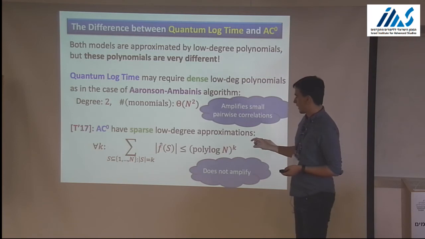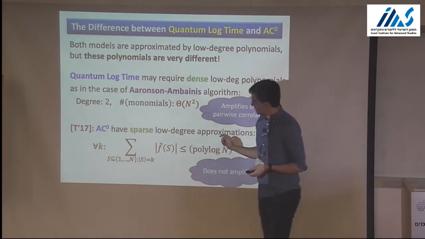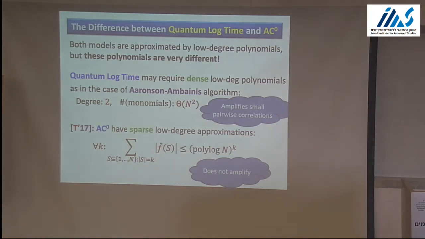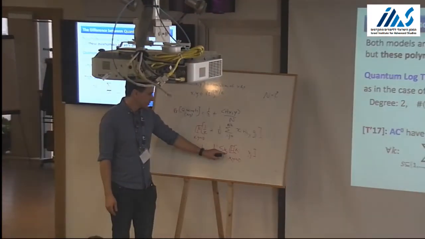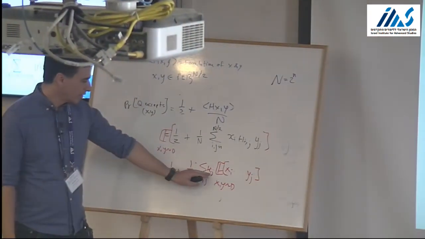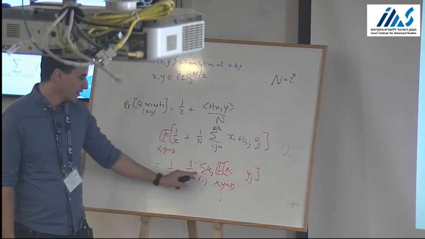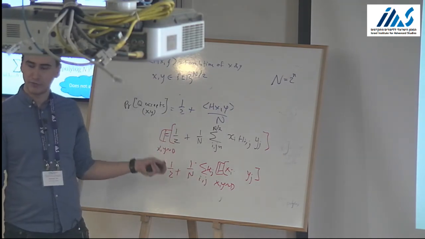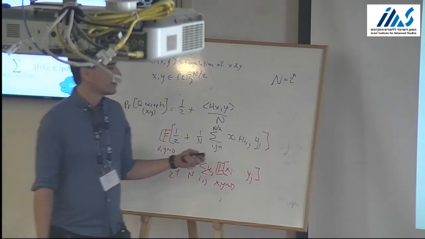Okay, so to be more precise, instead of talking about sparsity, I want to talk about the sum of the coefficients, the sum of the absolute values of the coefficients. Here I'm looking at all coefficients of these monomials. Each one of them is 1 over square root n times 1 over n, and I have n squared of them. So the sum of absolute values of the coefficients is rather large here.